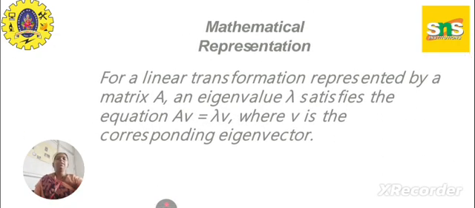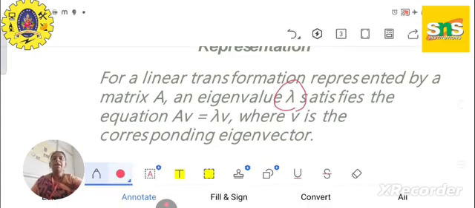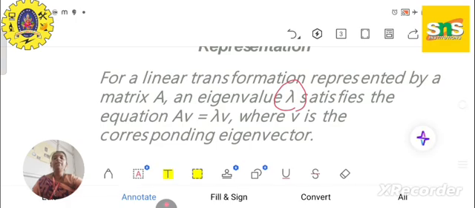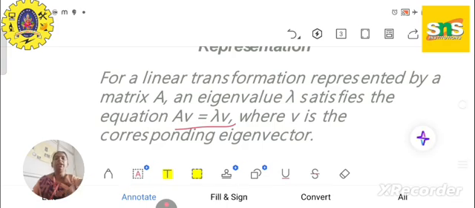The mathematical representation: for a linear transformation represented by a matrix A, we have the eigenvalue. We usually define eigenvalue of a matrix by lambda. So lambda represents the eigenvalue, which satisfies the equation AV equal to lambda V, where V is the corresponding eigenvector. So for any matrix, we can find the lambda values, that is eigenvalue, such that AV equal to lambda V. Here V stands for the eigenvector.